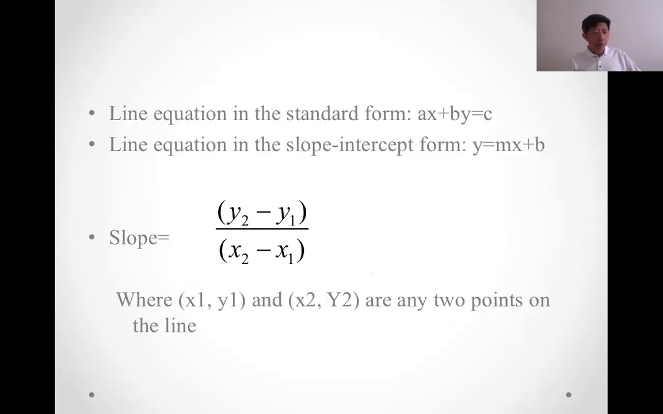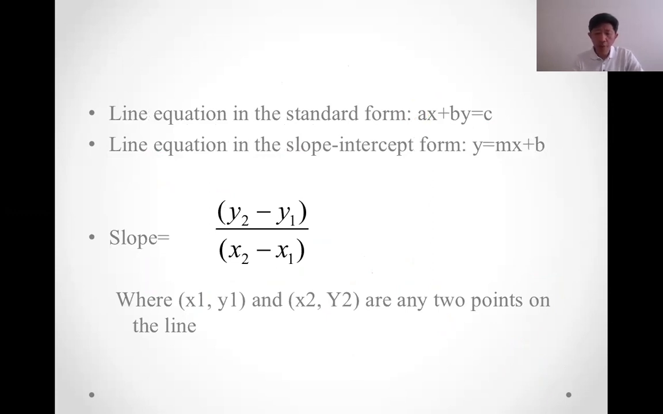Now here, we have a line equation. This is called the standard form, right? AX plus BY equals C. Normally, for A, we take a whole number, a positive whole number, okay?